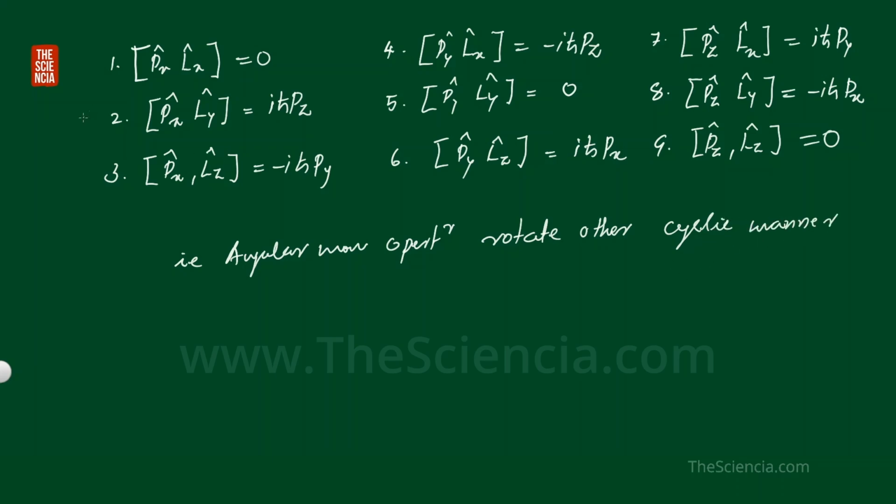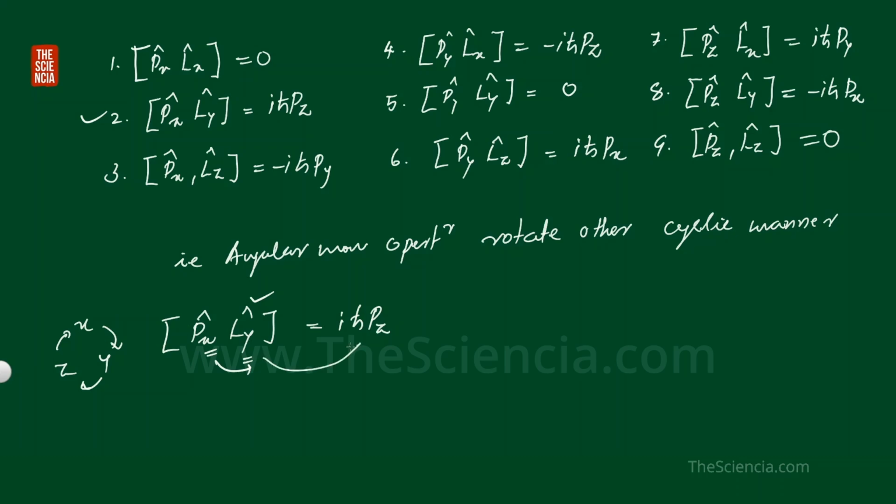Let us check this case, that is the commutator [Px cap, Ly cap]. Here x is there, y is there. So the cyclic order is x, y, z. This is the cyclic order. So in cyclic order, the next term will be z, right? That is why we got I h cross Pz. Okay, so this angular momentum operator Ly cap rotated the other coordinate, that is Px cap, in a cyclic way. So x, y, and now it is z. Now we can check this one.